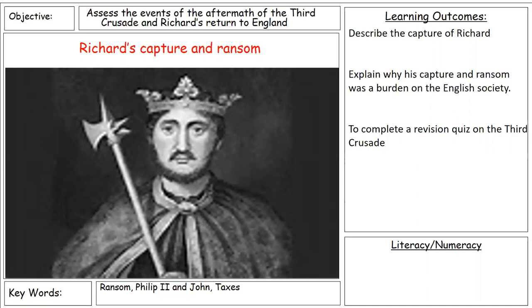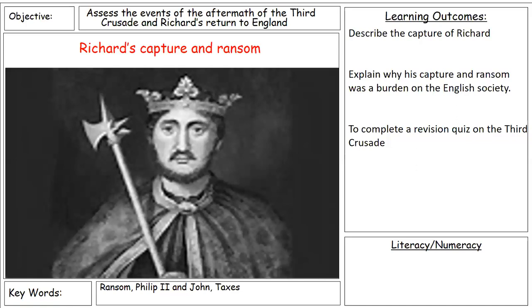So this lesson, we're going to look at the capture of Richard. We're going to look at why his ransom was such a big burden on society. Now, if you can't remember what a ransom is, it's a large sum of money to release someone from capture. And in the medieval period, the more important the person, the higher the demand for the ransom.